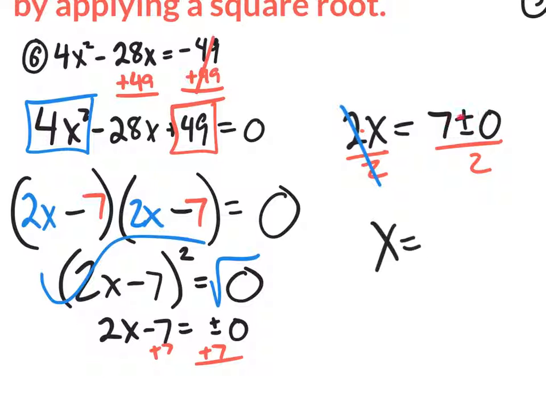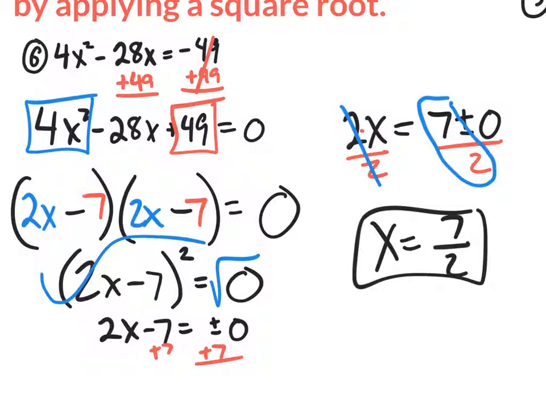But I want you to practice putting the plus or minus and whatever number this is right here, because if it were a 3, it would provide you with two different answers. If it were a 3 right there, 7 plus 3 is 10. 10 divided by 2 is 5. One answer would be 5. 7 minus 3 would be 4. 4 divided by 2 is 2. So if you did have an actual number here, you'd end up with two different answers. But because it's plus or minus 0, it's not going to change it at all. So that's your answer right there. 7 halves. So that's one single answer for this question, number 6.